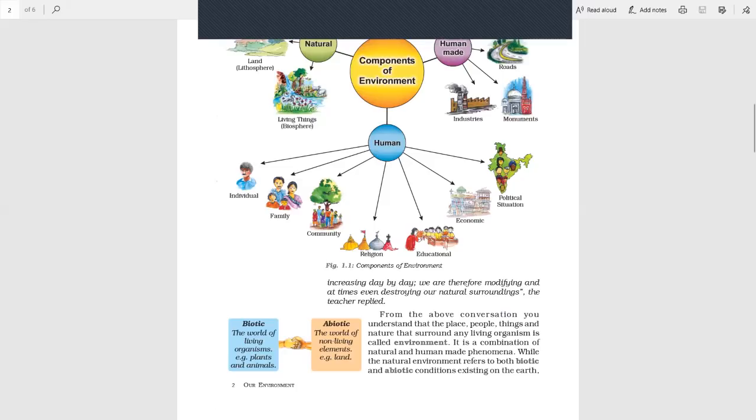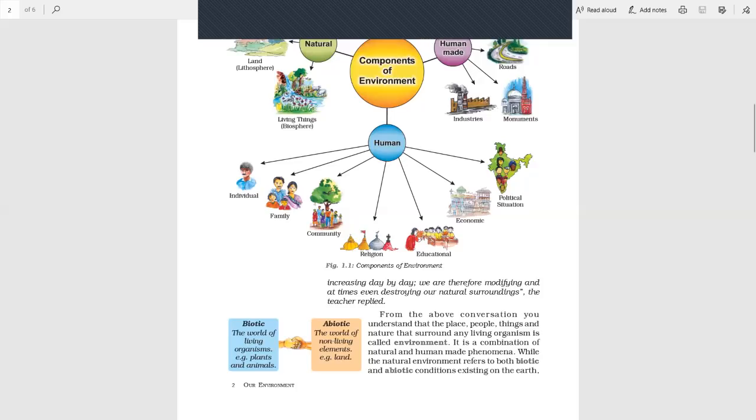Okay, students, from the above conversation, you have understood that the place, the people, things, and nature that surround any living organism is called environment. It is a combination of natural and human-made phenomena, while the natural environment refers to both biotic and abiotic conditions existing on the earth. Human environment reveals the activities, creations, and the interaction among human beings.